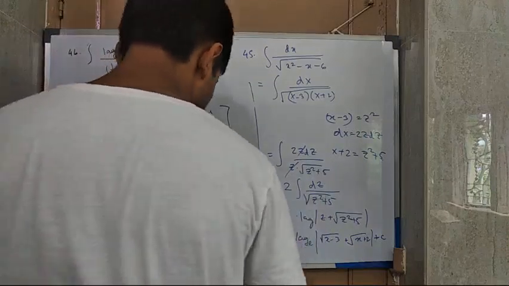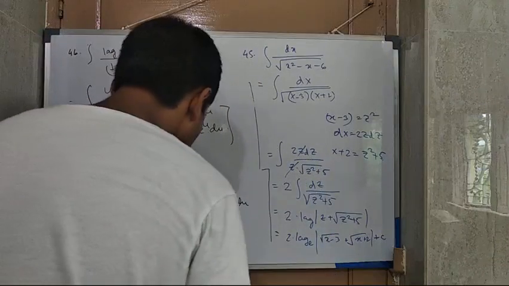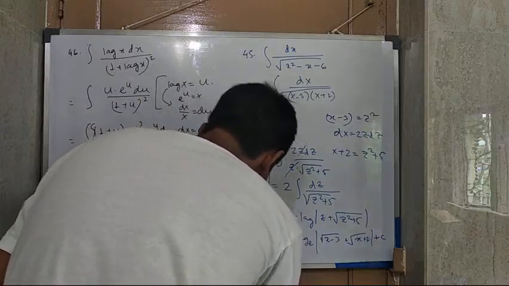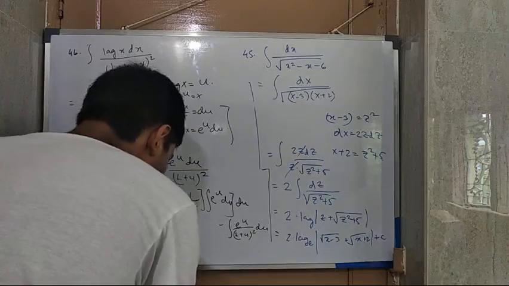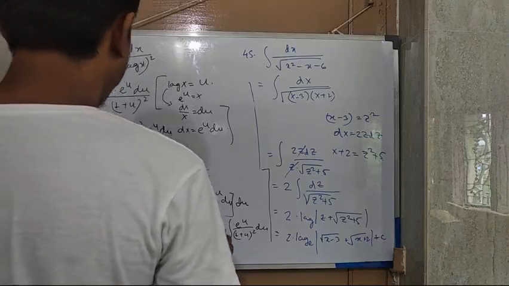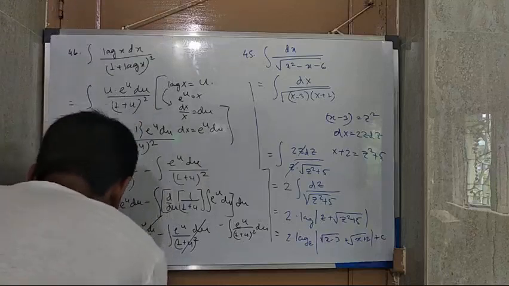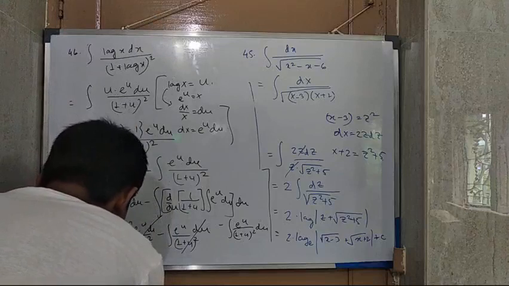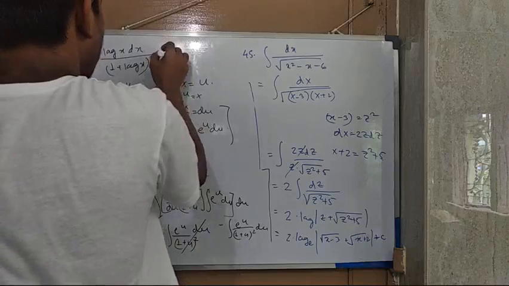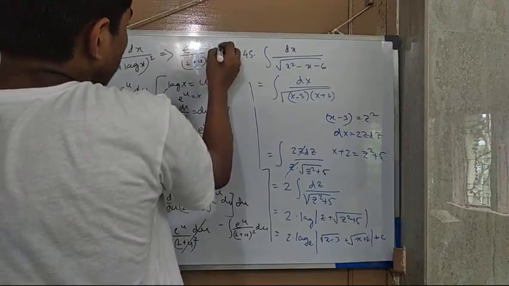Minus integral e to the power u by 1 plus u squared du. So both of them cancel out and your final result becomes e to the power u by 1 plus u plus c. So this is your final result. Let me write it here clearly: e to the power u by 1 plus u plus c.